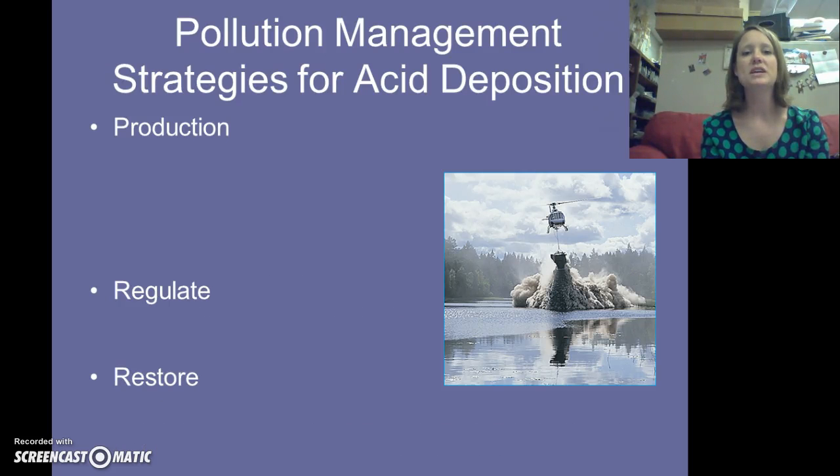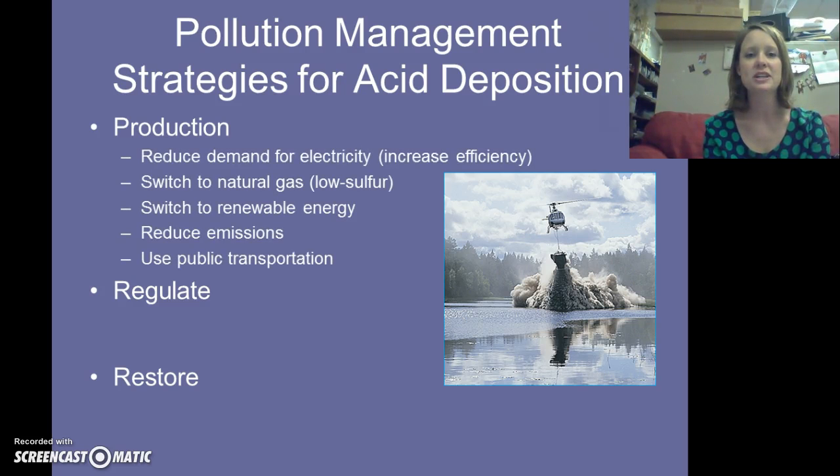Some of the things that we can do to help prevent the problems of acid deposition: if we increase our efficiency, so we are not using as much electricity, that's going to cut down on the amount of coal that we are burning and releasing that sulfur dioxide into the atmosphere that leads to sulfuric acid. Switching to natural gas, because burning that is cleaner, it has less sulfur.